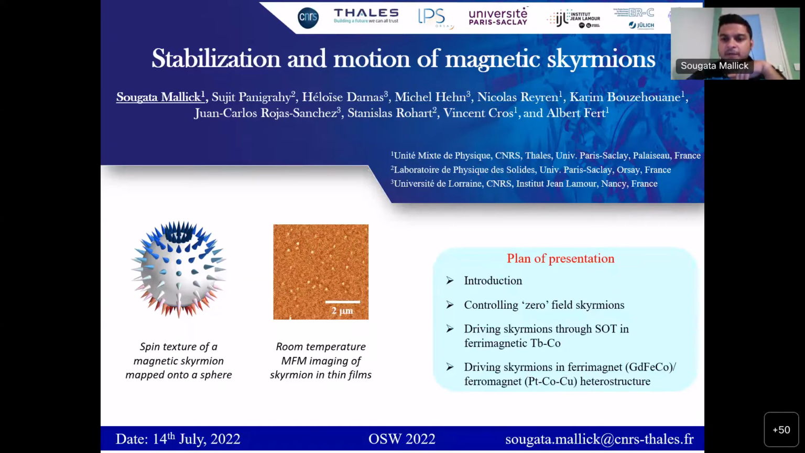So the overview of the plan of my presentation would be the following. Naveen has already introduced the topic, so I will not go into detail of the skyrmion theory, but I will start with a brief know-how about the skyrmions. Then the main result part is mainly divided into 3 parts, where in the first part I will show you how we can control the skyrmions in the absence of any magnetic field. And in the next 2 parts, I will consider 2 different ferrimagnetic systems, one with terbium cobalt and another with a heterostructure based on a ferrimagnet and ferromagnet combination. And I will show you how we can stabilize the skyrmion and drive them in such systems.